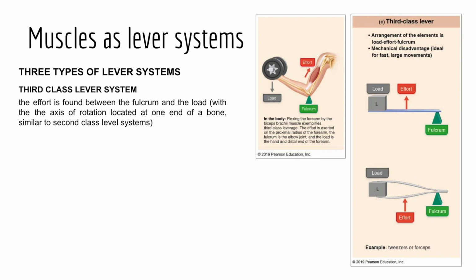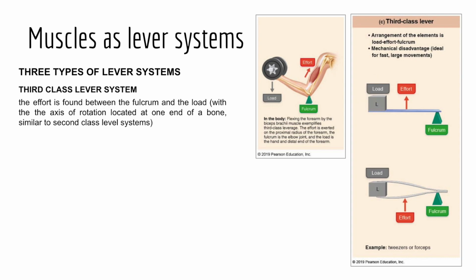Finally, we have a third class lever system. This is the most common lever system in the body, and in this manner, the effort is going to be found between the fulcrum and the load. So last time we saw the load located between the fulcrum and the effort. Now we're going to see the load positioned in one direction, effort closer to the fulcrum. So we see that example here: fulcrum, effort, and farthest away, we see that load.